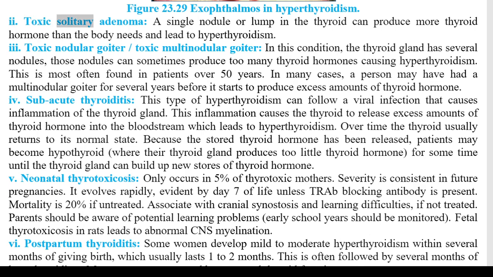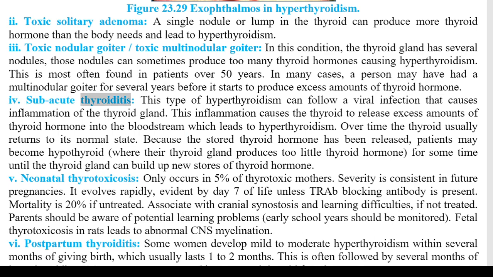2. Toxic solitary adenoma. A single nodule or lump in the thyroid can produce more thyroid hormone than the body needs and lead to hyperthyroidism. 3. Toxic nodular goiter/toxic multinodular goiter. In this condition, the thyroid gland has several nodules. Those nodules can sometimes produce too many thyroid hormones, causing hyperthyroidism. This is most often found in patients over 50 years. In many cases, a person may have had a multinodular goiter for several years before it starts to produce excess amounts of thyroid hormone.